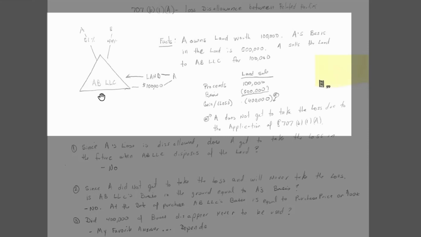Yes. By virtue of A selling it to AB Partnership, which AB is related to, the loss of 400,000 is disallowed. Yes. So the question is, does A ever get to take advantage of that loss? Ever, ever, ever, ever? I would say no. They do not. At least not in the capacity as an individual. Now, as a partner, maybe.